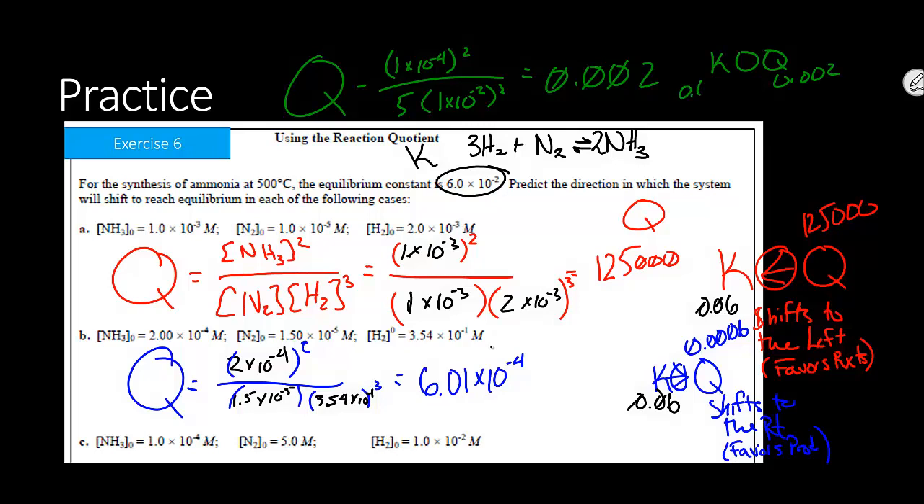And again, comparing K to Q, 0.002 compared to 0.06. K is greater than Q, therefore the reaction shifts to the right or favors product production.